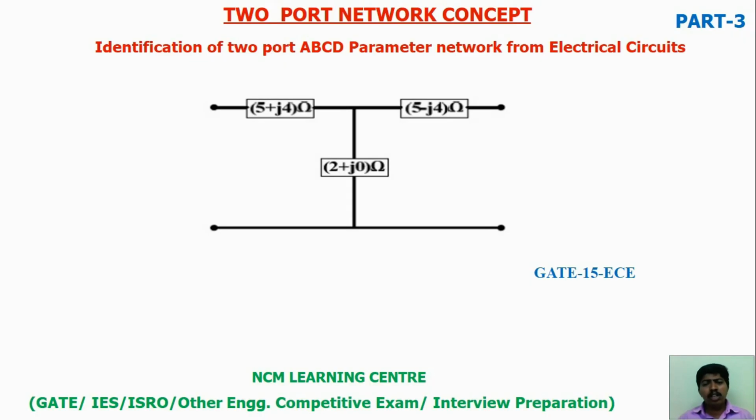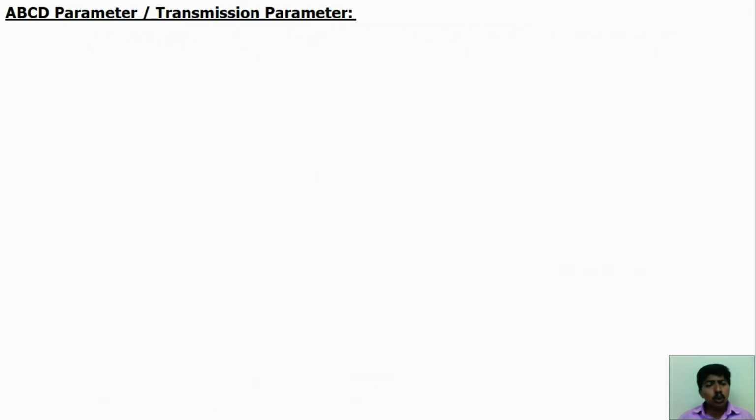In the part 3 videos, we are going to discuss the two-port network concepts. If an electric circuit is given, how to calculate the ABCD parameters, that means transmission parameters, for the circuits. Let me solve this problem. Before that, we should know the basics of ABCD parameters.